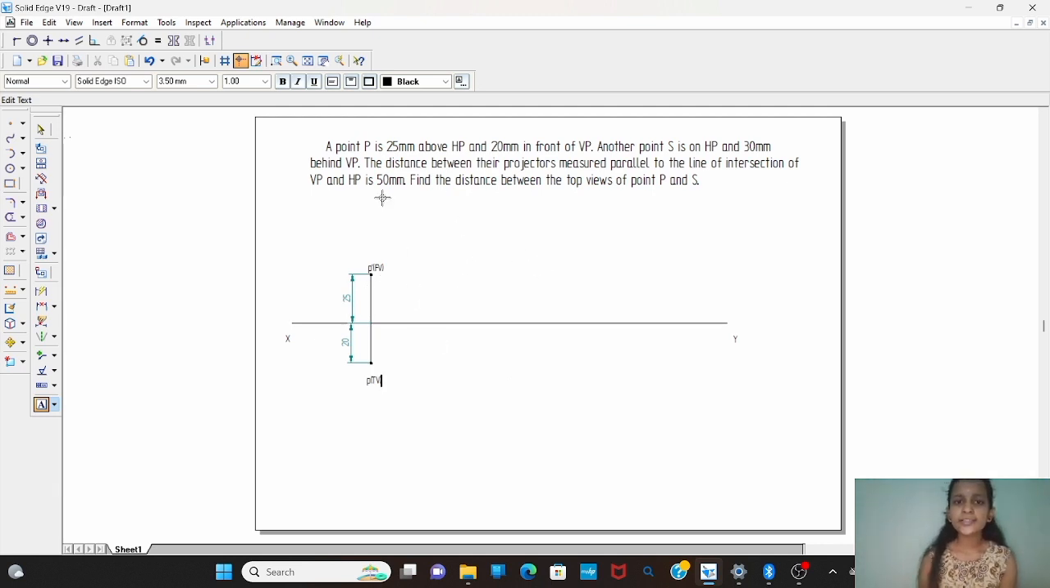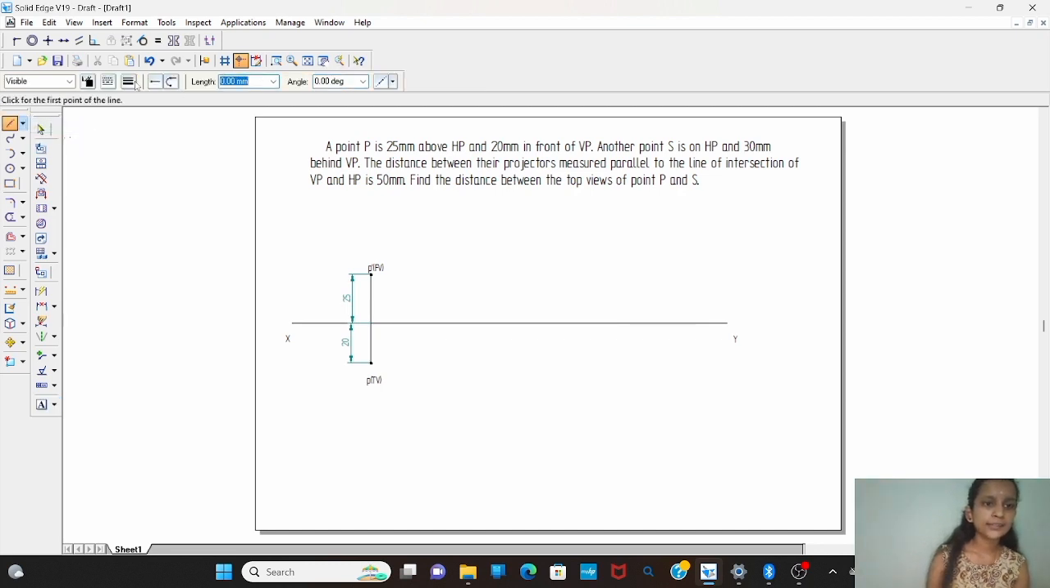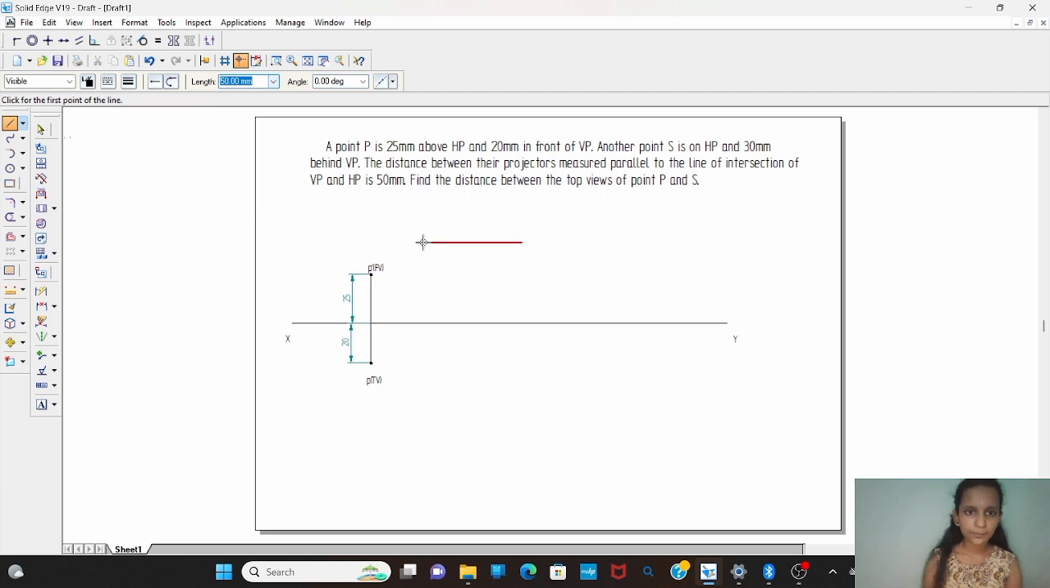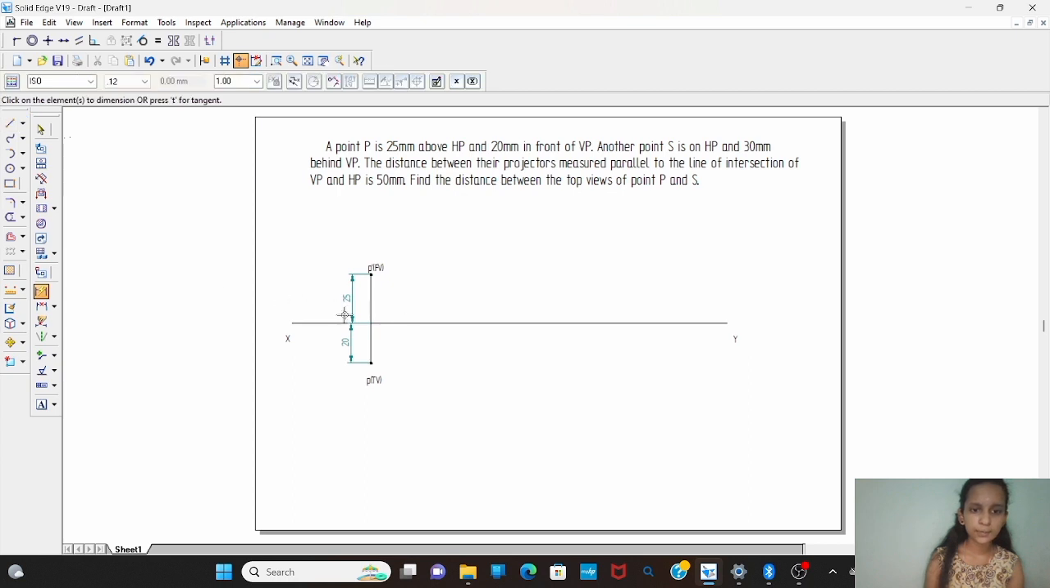Before moving into point S, they have given one condition, that is the distance between their projectors measured parallel to the line of intersection of VP and HP is 50 mm. It means the distance between the projector P and projector S is 50 mm. Select the thin line of thickness 0.13 mm, of length 50 mm, and the angle is 0 degree. Place it on the XY line. Move to smart dimension. Measure its distance. It should be of 50 mm.